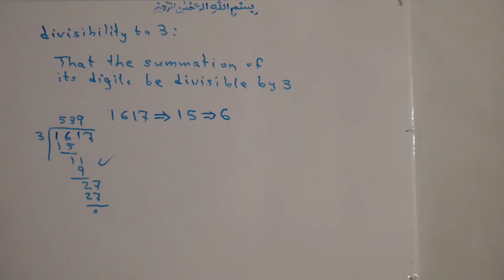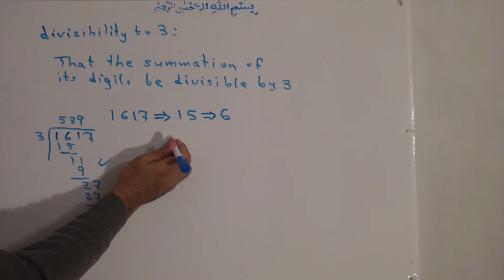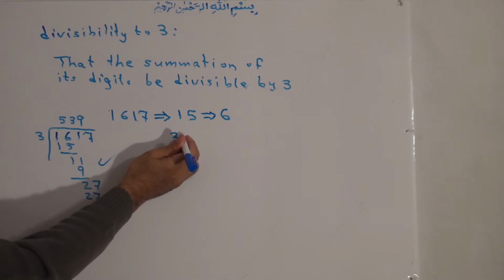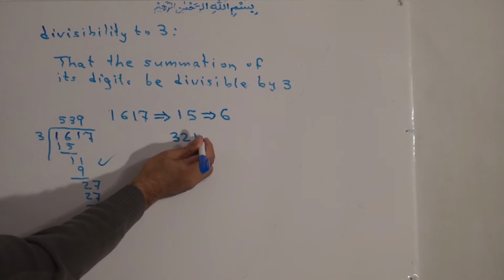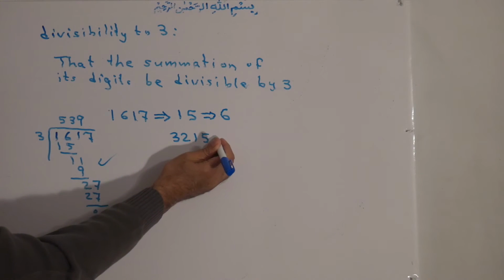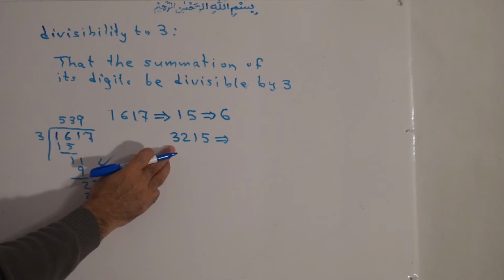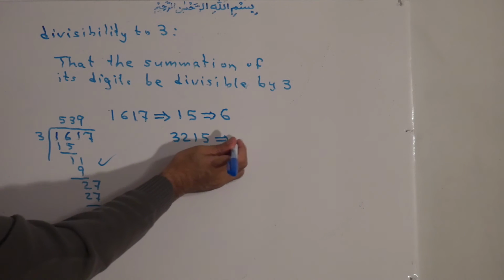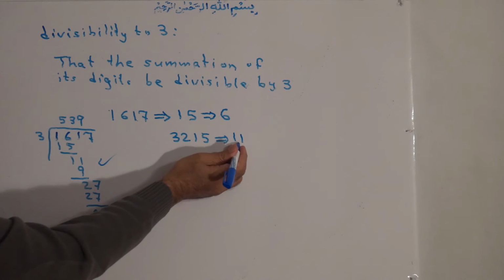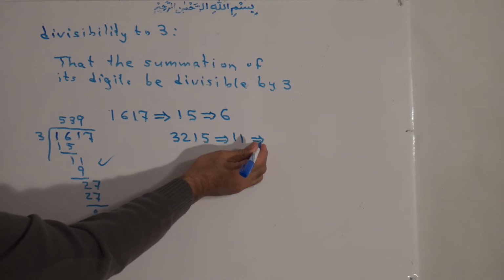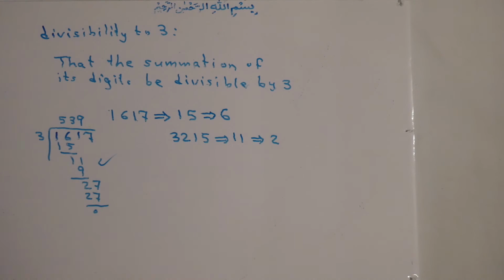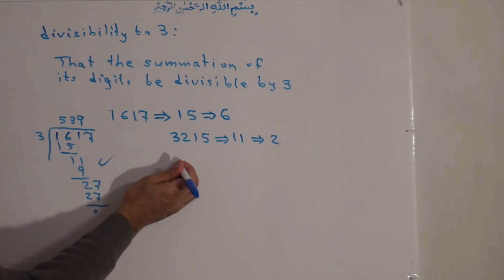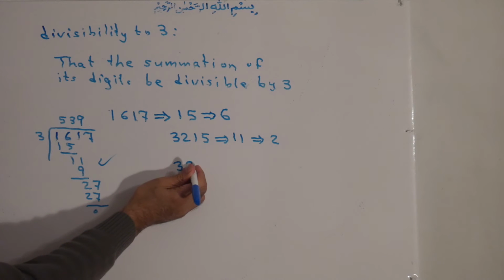If you take another number, 3,215, the summation of the digits is 3 plus 2, 5, 5 plus 1, 6, 6 plus 5 is 11. And 11 is 1 plus 1, 2. 2 is not divisible by 3, so 11 is not divisible by 3, then 3,215 is not divisible by 3. Then if you divide this one, really it's not divisible by 3.